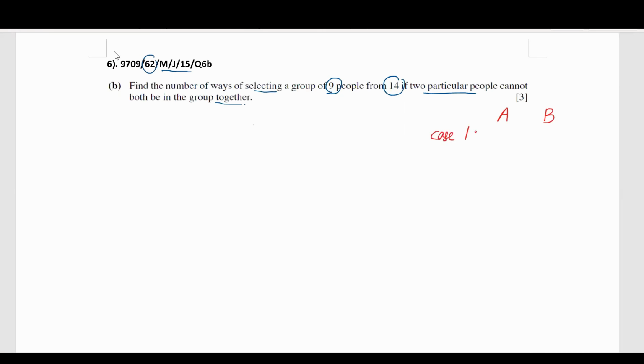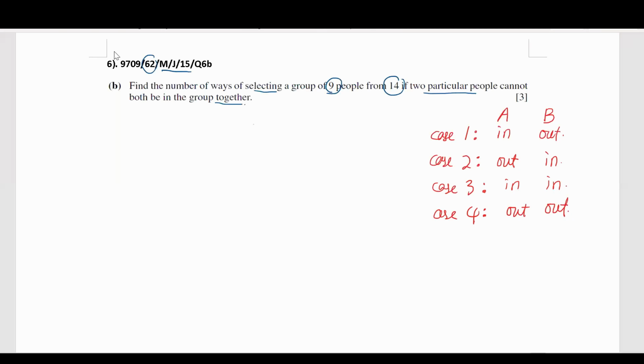So case 1, A in the team or in the group, then B out of the group. Case 2, A is out of the group, B is in the group. Case 3, A is in and B is in. And case 4, A is out and B is also out.